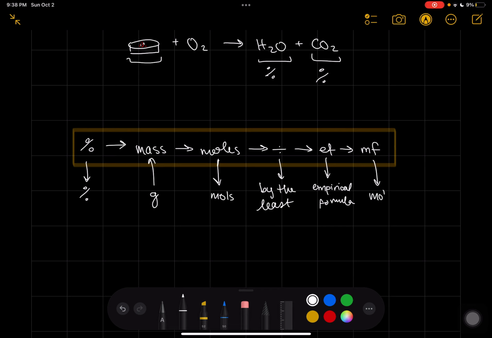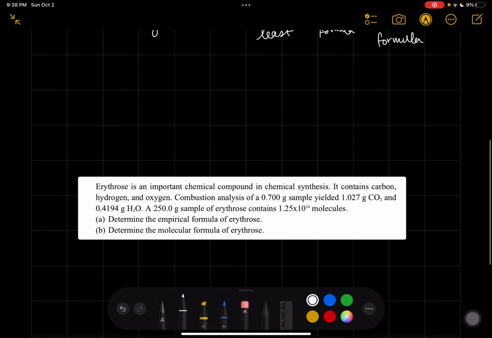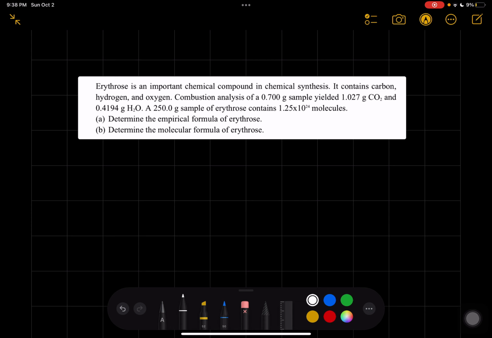And the molecular formula, which is usually the goal of doing this whole entire process. So you can screenshot this page because this is what you'll need to know. Okay. Oh, this arrow is backwards, actually. I did not notice that. Okay. Now, we're going to look at this example.